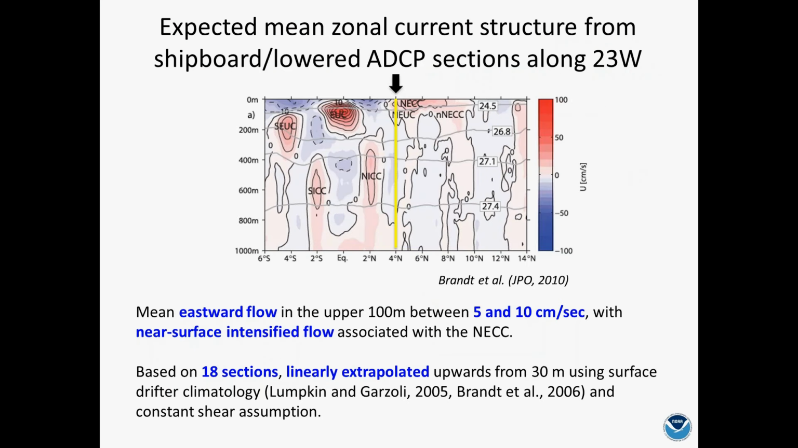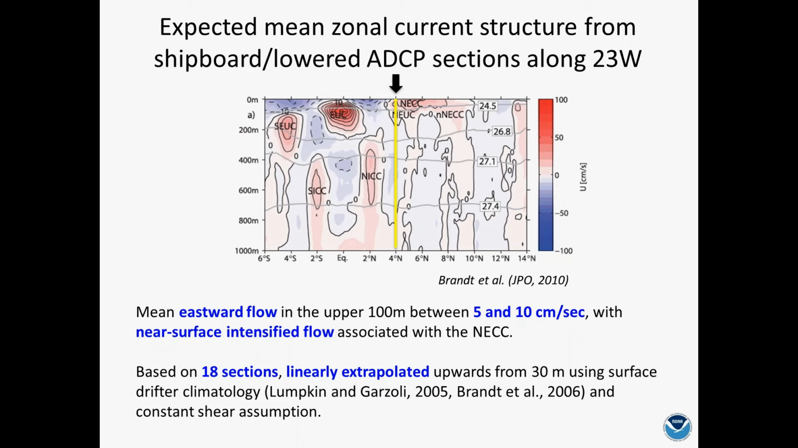Okay, but we do still try. We persevere. We have these shipboard ADCP sections, and from them we can get a sense of what the expected mean zonal currents would be at 4 north and 23 west. So from this shipboard ADCP mean that was generated by Brandt et al., you see that you should be at the beginning of the North Equatorial Countercurrent. You should have in the upper 100 meters mean eastward flow between 5 to 10 centimeters per second, and it should be near-surface intensified flow based on that study.